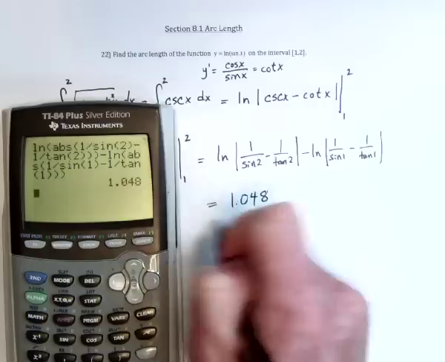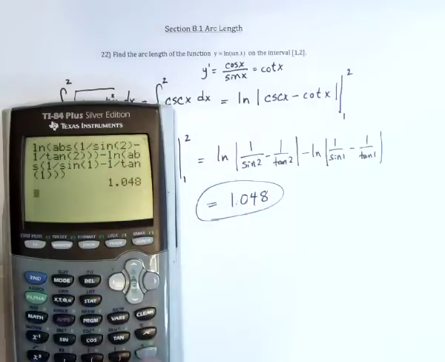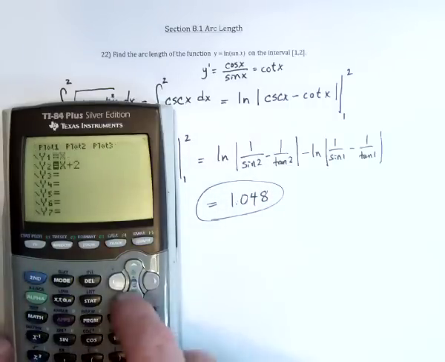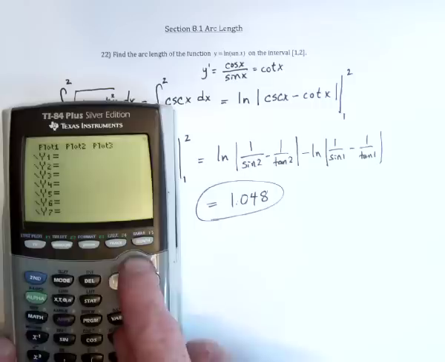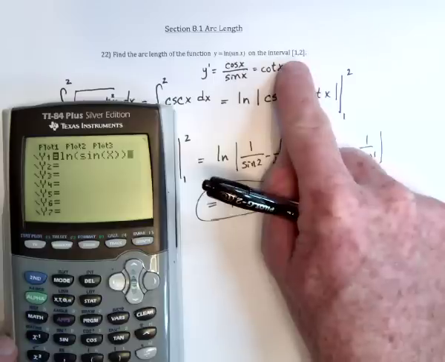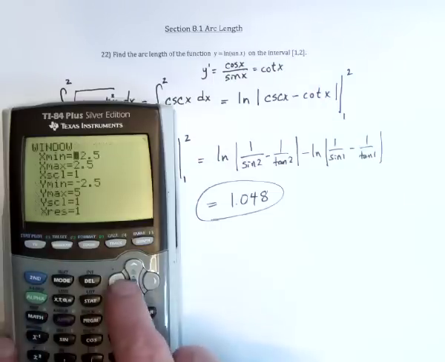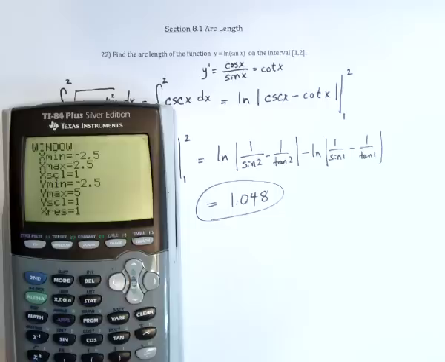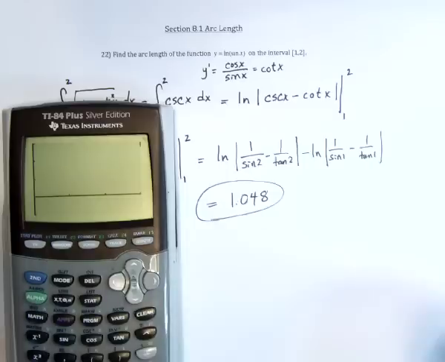1.048 units. It is possible that you could take a look at the graph of the original problem, the natural log of sine of x on the interval from 1 to 2. Change the window. Let's see, 1 to 2, so let's go 0 to 3. And then, let's say negative 1 to 3. Let's see if we can see it.